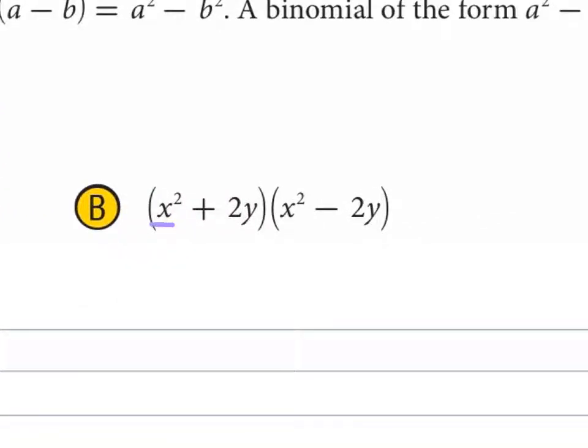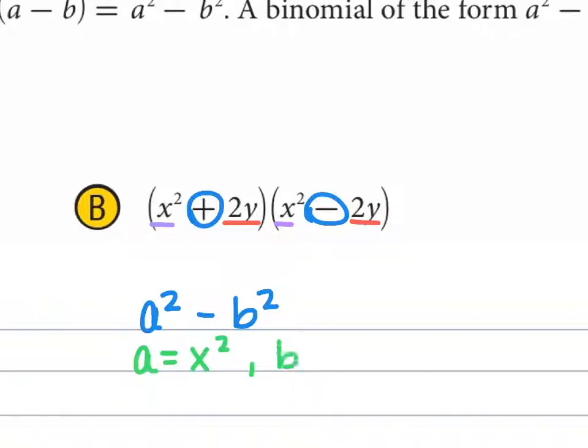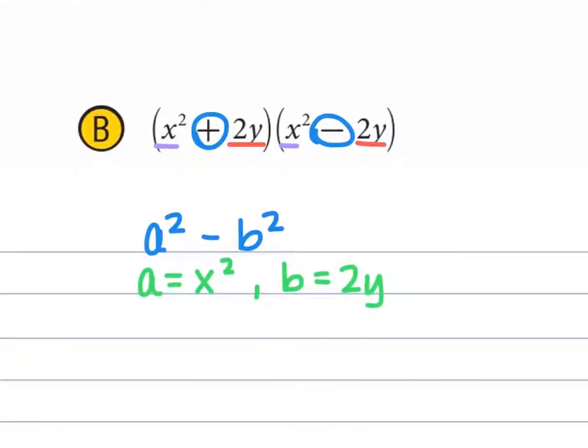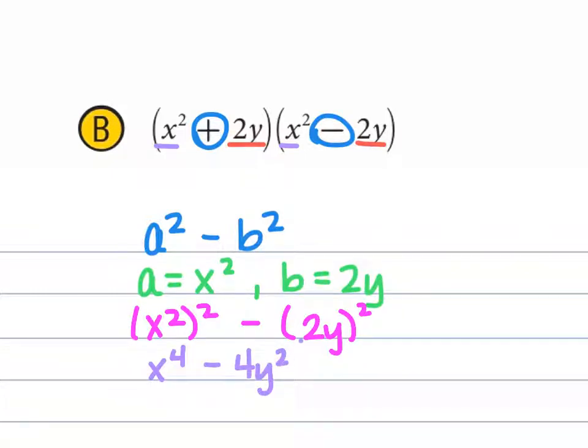For b, we have x squared plus 2y times x squared minus 2y. Our a's are the same, our b's are the same. We have opposite signs, so we can use a squared minus b squared. Our a is x squared, our b is 2y. So plug these values in. We're going to have a squared, which is x squared raised to the second power, minus b squared, which is 2y raised to the second power. So remember, power raised to a power, we multiply those. x to the fourth power minus 2y raised to the second power is 4y squared. So x to the fourth power minus 4y squared.